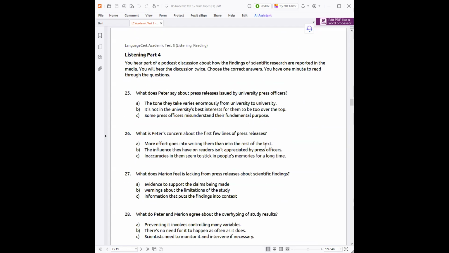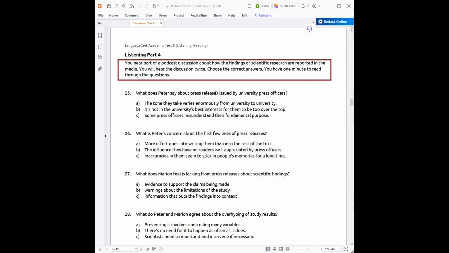Let's try and answer a couple of questions from here. Okay, part 4. Now again, we are not concerned with this part here. Our focus has to be this. So they're saying, what does Peter say about press releases issued by university press officers? So Peter is making a comment about these press releases which were issued by the press officers from university. Options are, they're saying that the tone they take varies enormously. Varies means changes. Enormously means a lot. It changes a lot from university to university.